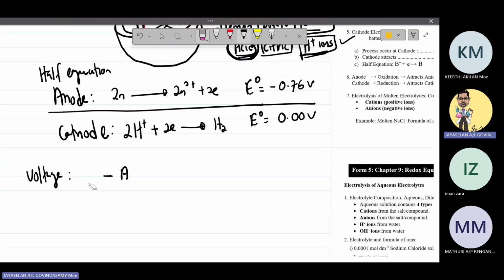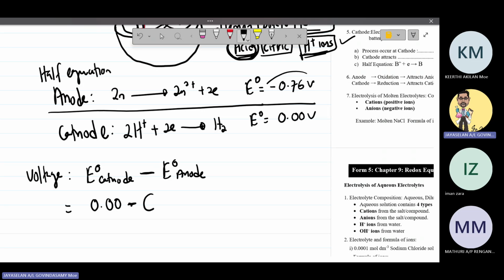Okay, remember how to do it for two marks, don't make mistakes. E naught value of cathode minus E naught value of anode. So the cathode 0.00 minus the anode, you take everything including the negative symbol, negative 0.76. So you get positive 0.76 volt. The unit is very important. One mark for this, one mark for this, two marks. Any question? Remember this, must memorize.